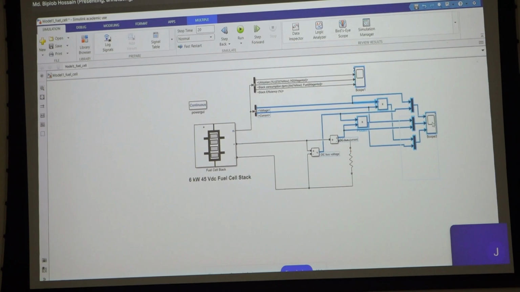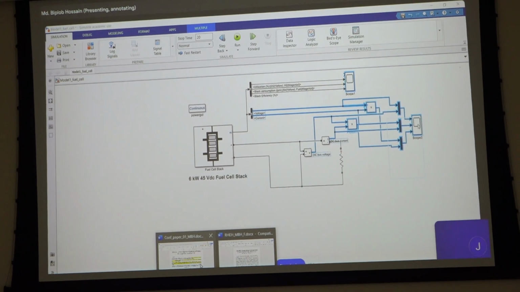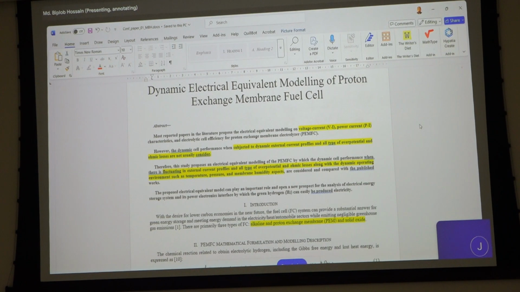Just tell them briefly, and then how you develop the model, which model you are showing. Yeah, so make some initial explanation.